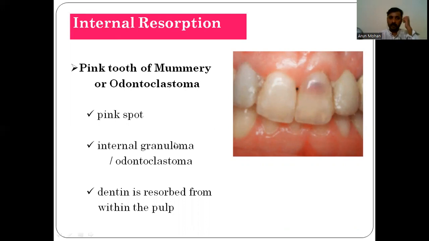Because the pulp tissue usually will have granulation tissue, it's also referred to as internal granuloma. And because of the presence of odontoclasts, which cause the internal resorption, it's also referred to as odontoclastoma.